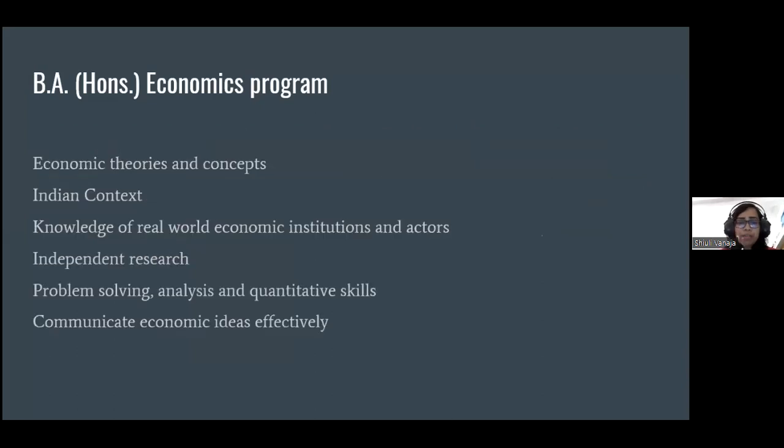But at the same time, we are also interested in developing the intuition of economics, right? So you can learn how to deal with data, you can learn about different theoretical models in the micro context or in the macro context, and how you develop your understanding of economics based on what has happened in the past and what is happening right now. We teach that. We also teach how you communicate these ideas effectively once you have learned and understood and developed an intuition for economics.